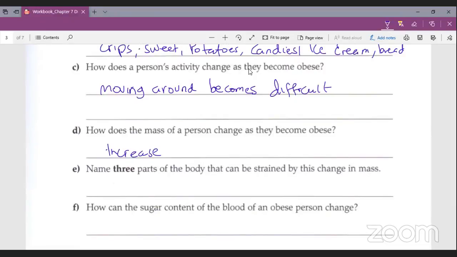Name 3 parts of the body that can be strained by the change. Strain means stress; sometimes they use strain and stress together. So which part of the body is going to be strained? The legs can be strained, or rather use the word joints. Yeah, the joints can be strained. The heart can be strained. And which other parts of the body can be strained again? Then the bones, the joints.